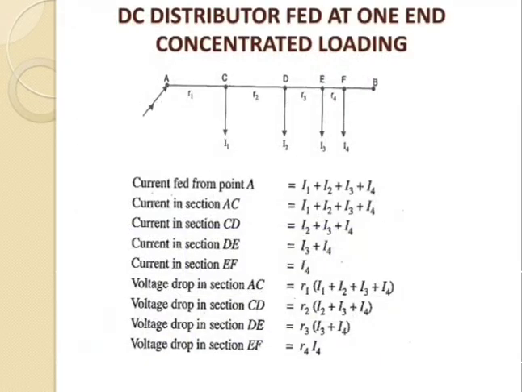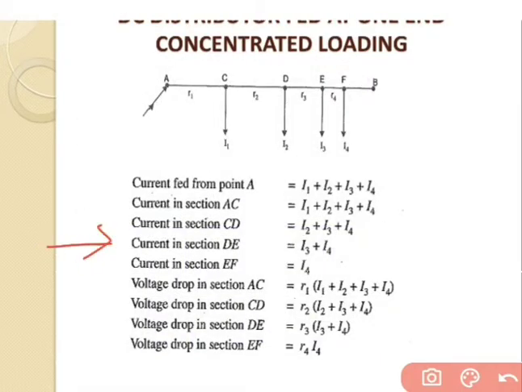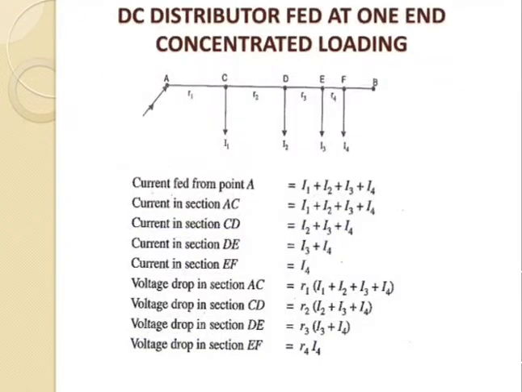Now the current in section DE is I3 plus I4, which means that as we go farther away from the feeding point, the value of the current decreases. So the current in section DE is I3 plus I4, because I1 and I2 are cut off from this DC distributor. Now the next section, the current in section EF, is only I4, because I1, I2 and I3 are already cut off from that section.